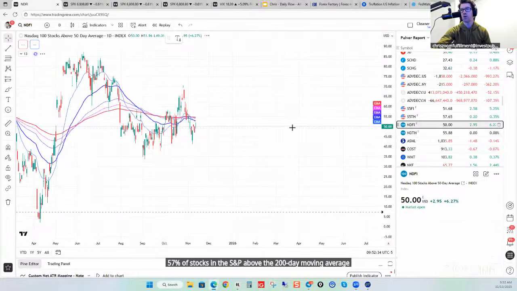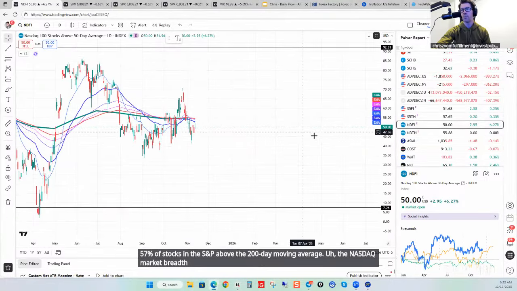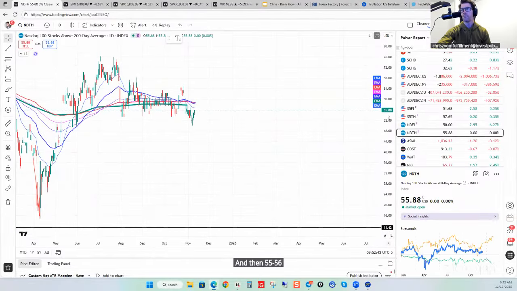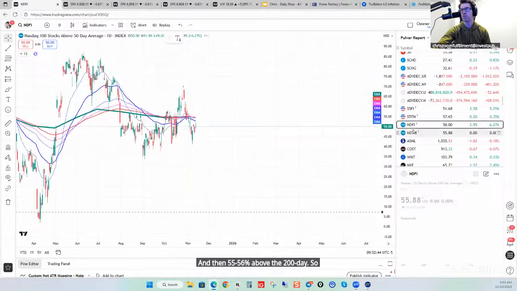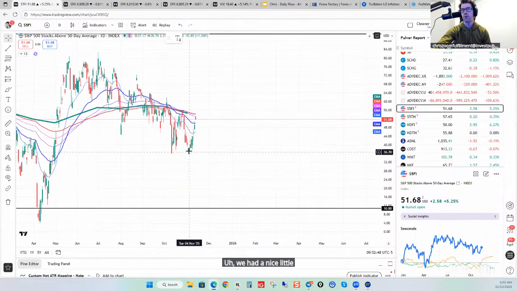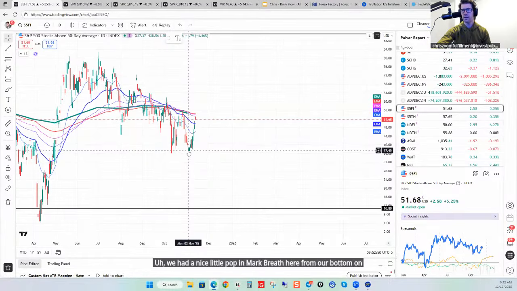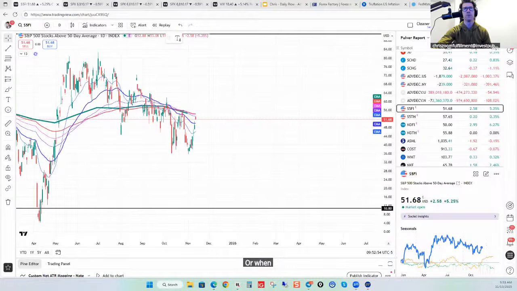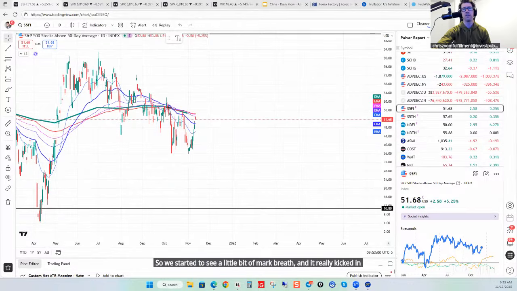The NASDAQ market breadth has decreased quite a bit. We're at 50% above the 50-day in the NASDAQ, and then 56% above the 200-day. So NASDAQ is showing more signs of indecision. We had a nice little pop in market breadth from our bottom on Friday the 3rd, or whenever that Friday was. Friday was the 7th. So we started to see a little bit of market breadth, and it really kicked in on the 7th last week.